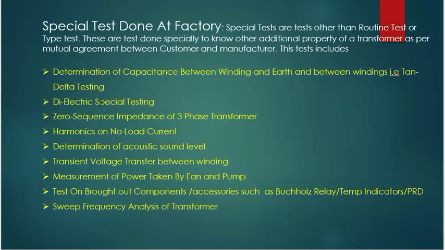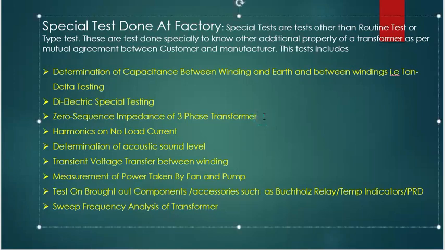So the tan delta test and dielectric test have been described here. Other special tests include the zero sequence impedance of the three-phase transformer. This test is performed to assess the zero sequence impedance of a three-phase transformer. It is required to see how easily zero sequence current flows through the transformer winding in case of a single line to ground fault or earth fault condition.